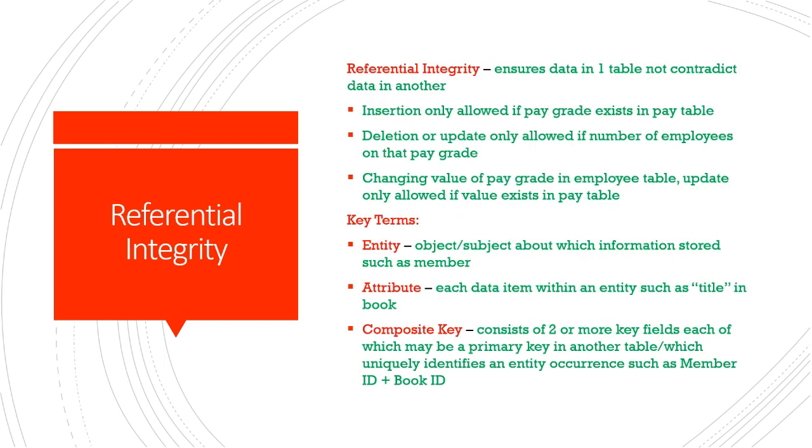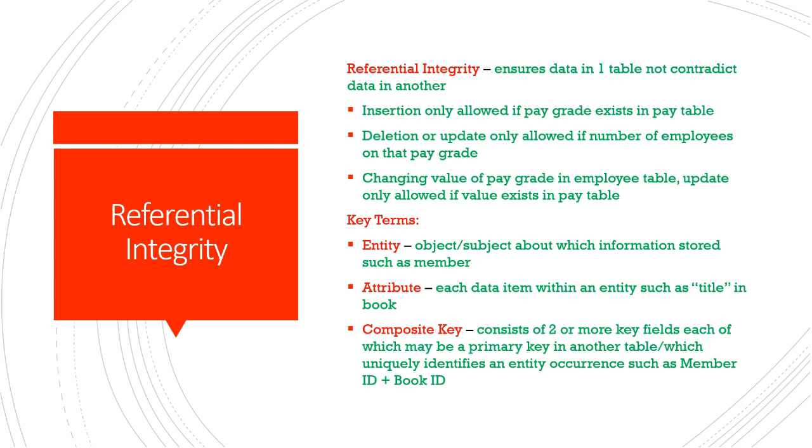Now we're going to talk about referential integrity and some key terms you need to know. So referential integrity ensures that data in one table will not contradict data in another. It means essentially that whenever you insert data, it will only be allowed if the pay grade exists in the pay table. So we're going to use that for example. We use a pay table, and let's say there's a pay grade column. You can only insert in there if the pay grade exists. If the pay grade doesn't exist there, you won't be able to insert anything into it.